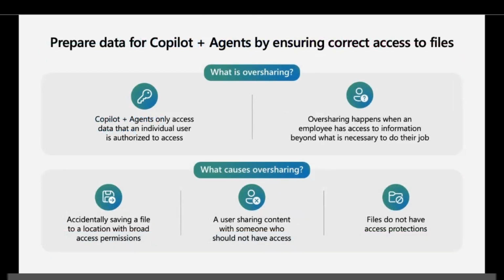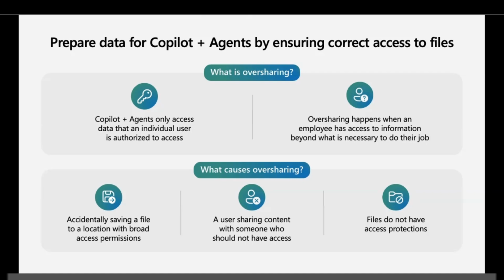First, as we go through preparation, and this is again part of our strategy, we want to prepare the data for Copilot and agents by ensuring the correct access to files. So it's important to understand, what is oversharing? Well, Copilot and agents only have access to what the individual user has been authorized to access. So they're only going to see the data they have access to. There's no super user or anything like that. The oversharing happens when that employee has access to information beyond what's necessary to do their job. So in other words, they have access to things they shouldn't.